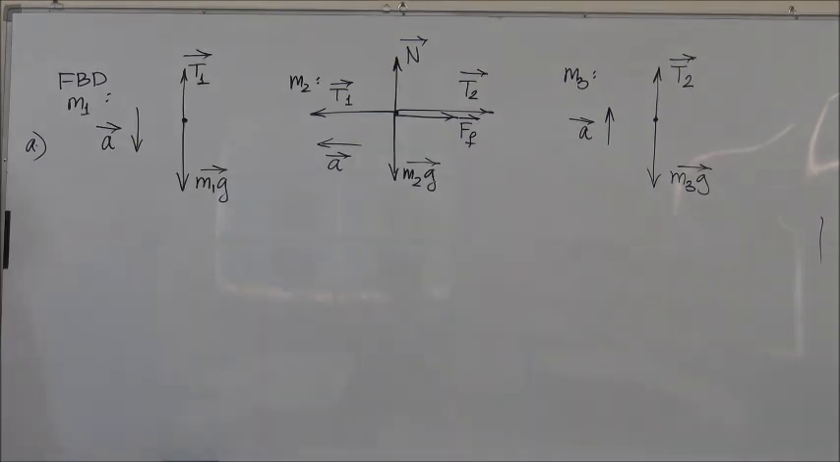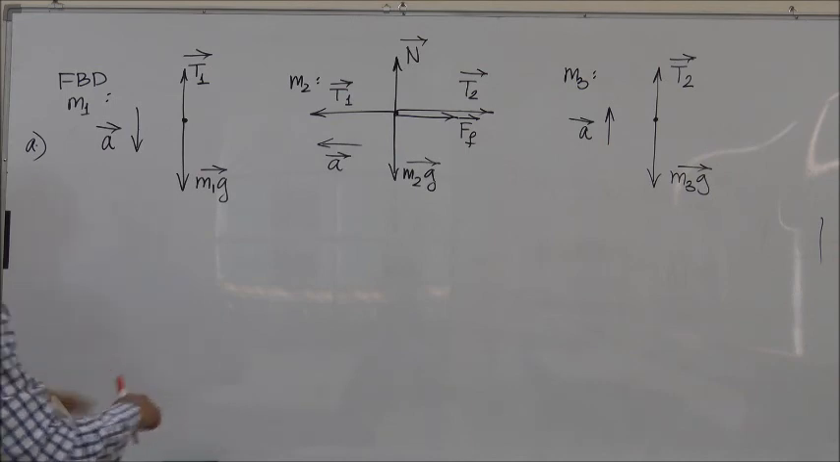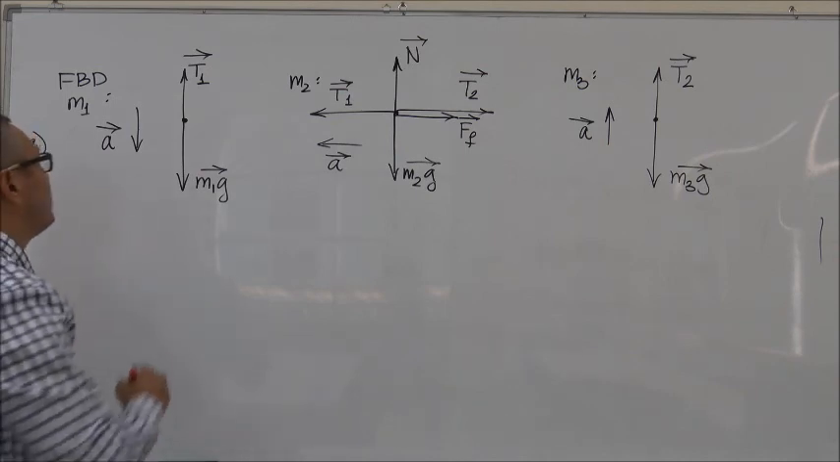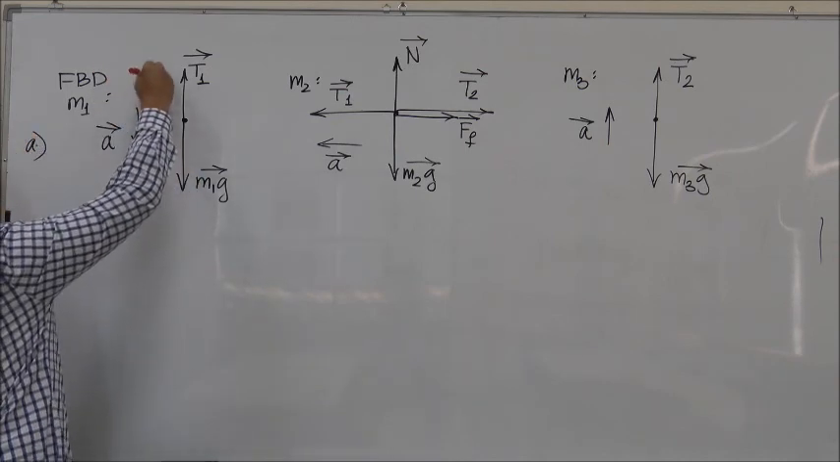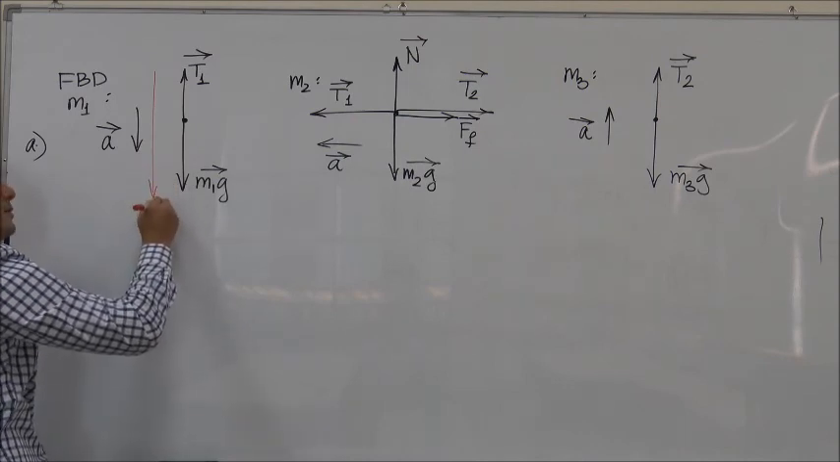In part B of this problem, we now need to find the acceleration of the system. We can find the acceleration of the system by using Newton's second law for each of the free body diagrams. So let's start with the first one. Now, we first need to introduce the positive direction here. So let's say that the downwards direction is the positive direction.